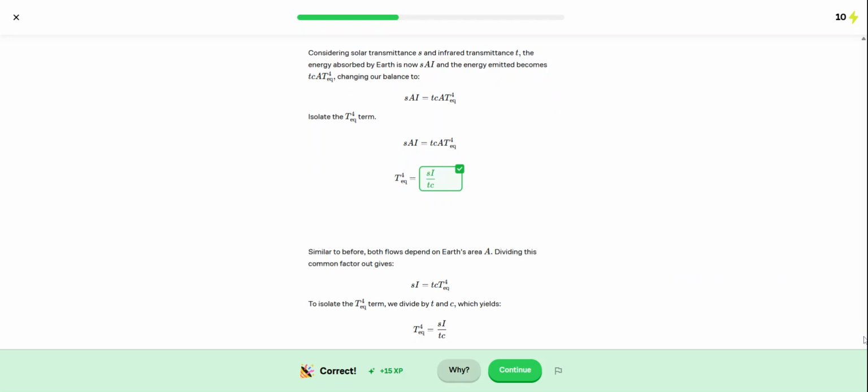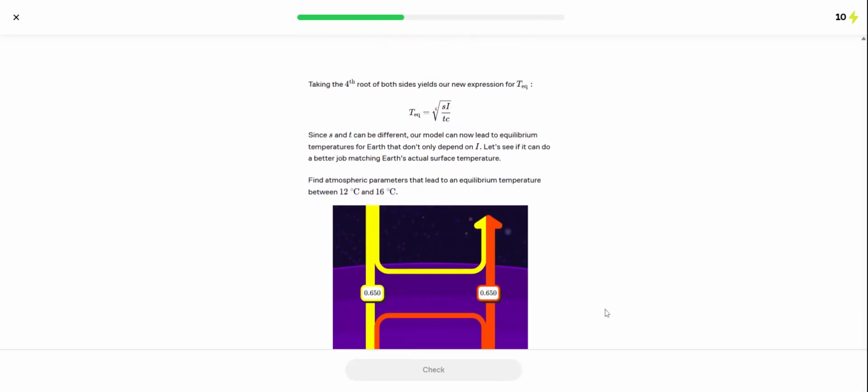Similar to before, both flows depend on the Earth's area A. Dividing this common factor out gives S times I equals T times σ times T_EQ^4, and so on. To isolate the T_EQ^4 term we divide by T and σ, which yields T_EQ^4 equals S times I divided by T times σ. Continue. Taking the fourth root of both sides yields our new expression for T_EQ. T_EQ equals the fourth root of S times I divided by T times σ.